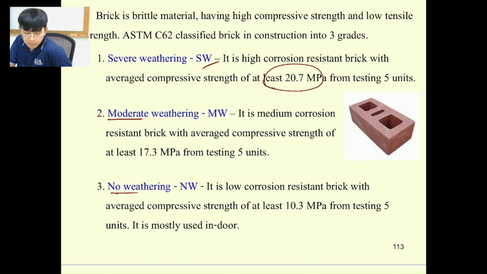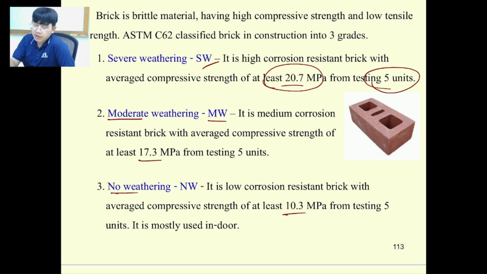So the first one, self-weathering or SW, is 20.7 megapascal in compression, medium weathering is 17.3, and the last one is 10.3 megapascal. Again, for steel or concrete, we use 3 samples to test. If I ask in the examination how many samples you need to use to test the brick, you need to answer that it's 5. You need to use 5 samples for brick testing.